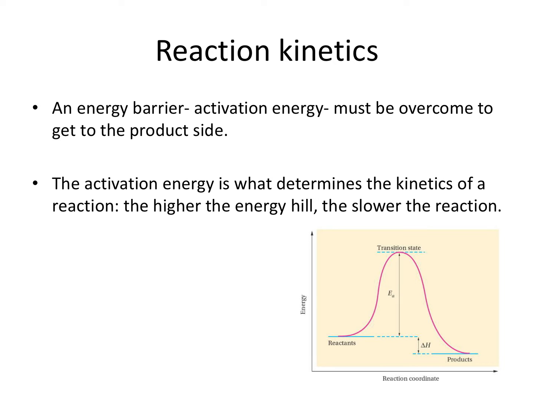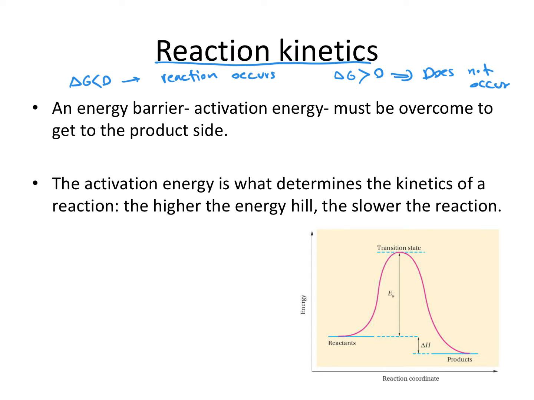You can just tell me that if delta G is negative, the reaction occurs, right? Or if delta G is positive, it does not occur. But you cannot tell me how fast it is. So that's why we should also study reaction kinetics. Kinetic means speed, right? Have you ever heard of kinetic energy? So kinetic deals with the speed or rate of a reaction. And as I said, this is another question that I asked you in the quiz: what is the difference of these two? So this is the difference.